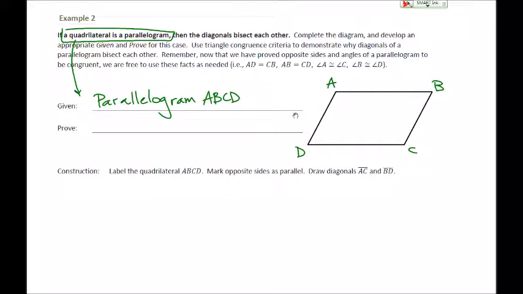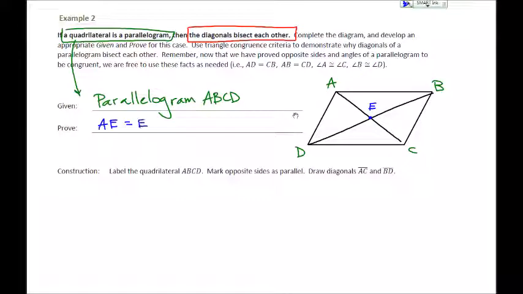The then part gives me the proof statement. The diagonals will bisect each other. Now, to know what that means, I'm going to draw in the diagonals AC and BD, and if the diagonals bisect each other, then they cut each other in half. That means that AE must be equal to EC, and DE is equal to EB. That's what it means for the diagonals to bisect each other: they cut each other in half.